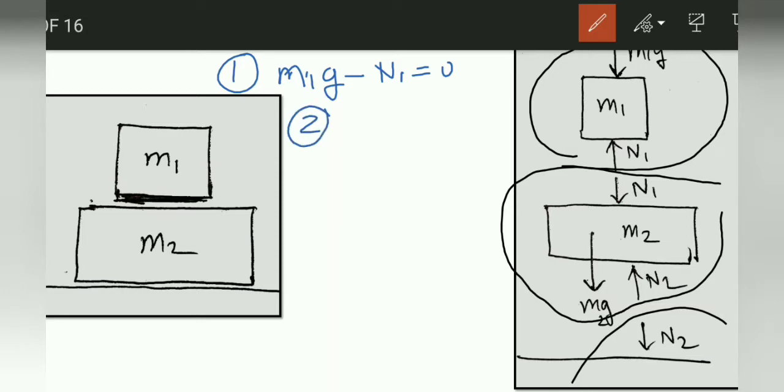For the second block, N1 and m2g are downward and N2 is upward. Let me assume downward as positive. We can assume anything. By this stage you must know N1 plus m2g minus N2 is equal to 0. So we have two variables, N1 and N2, and two equations. Now we can solve because they are in equilibrium. Suppose you are asked to find the contact force at the ground, that will be N2. Suppose you are asked to find the contact force between block 1 and 2, that will be N1.